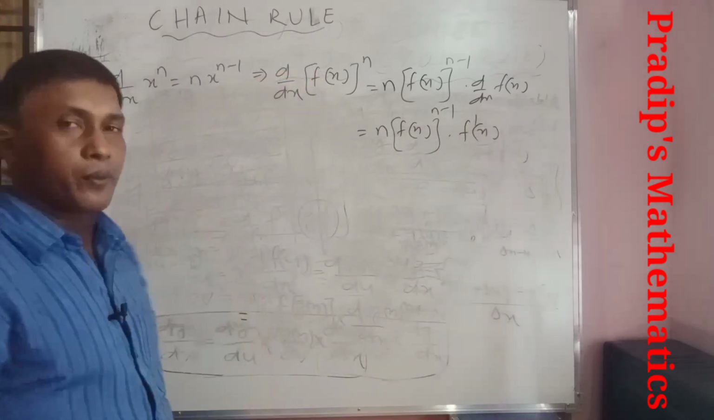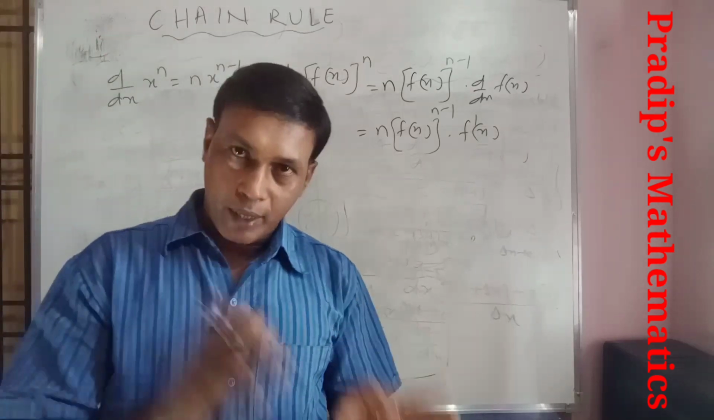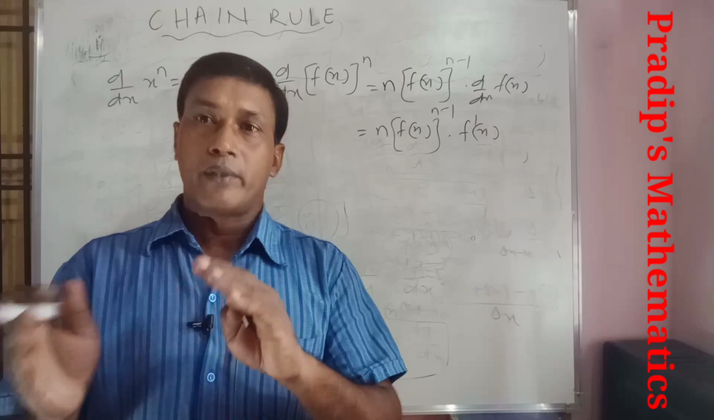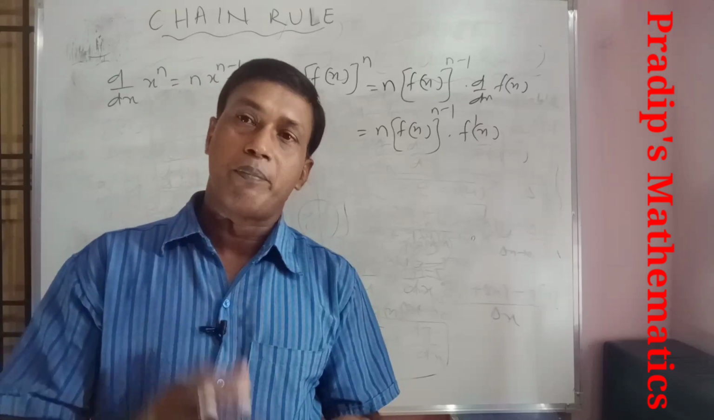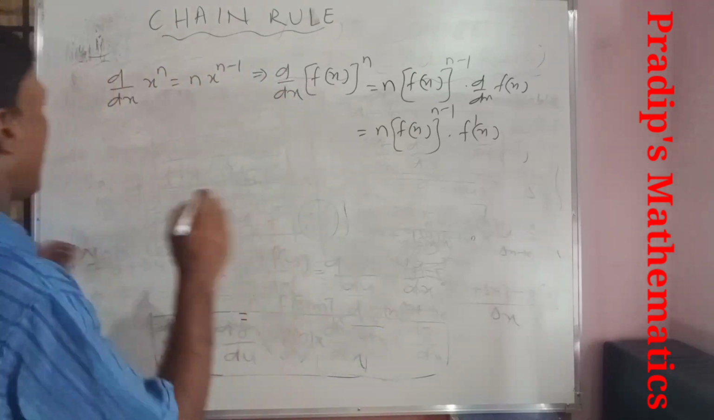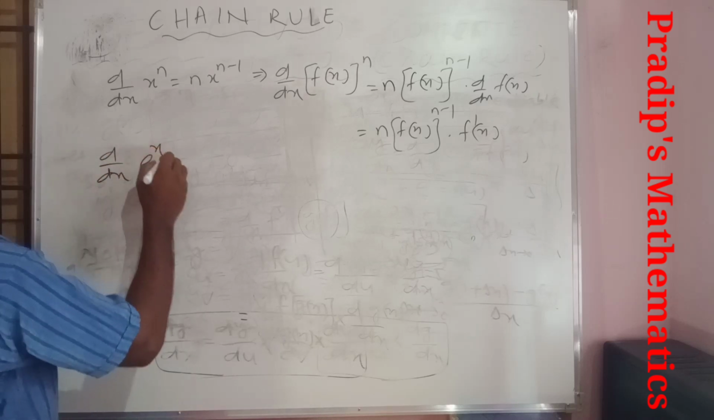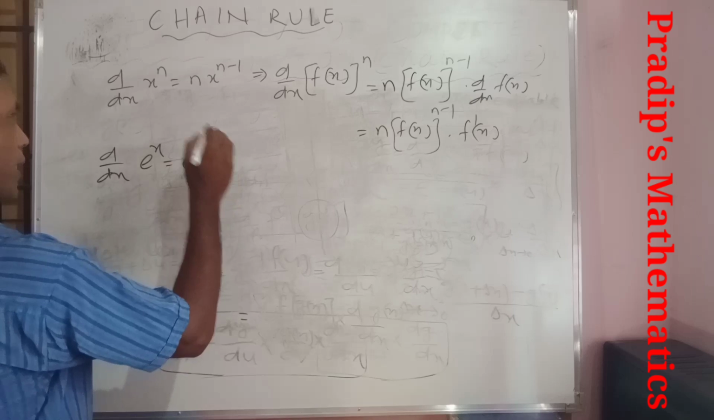So this is chain rule. If x is replaced by another function, simply differentiate and multiply by the derivative of that function which is replaced by x. Another function, we have derivative of e to the power x is equal to e to the power x.